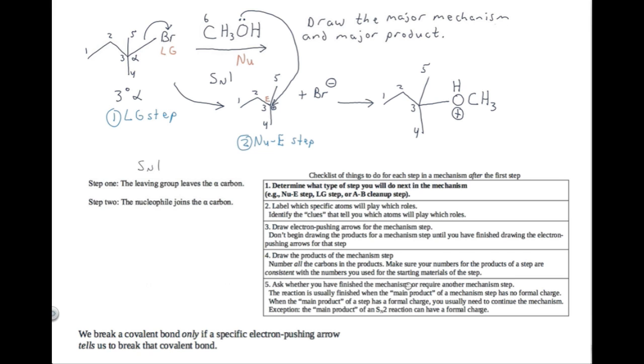Now we need to ask whether we're finished or whether we need another step. Now you might think that you're finished because we've done the 2 steps for an SN1 reaction, but actually it looks like we're not finished because our main product still has a formal charge. When the main product still has a formal charge, you usually need to continue the mechanism. Now you can see why it was so crucial to include this positive formal charge. If you leave out the positive formal charge, you would probably think that you're done with the reaction. But we know that we're not done. So now we're going to go on to step 3.